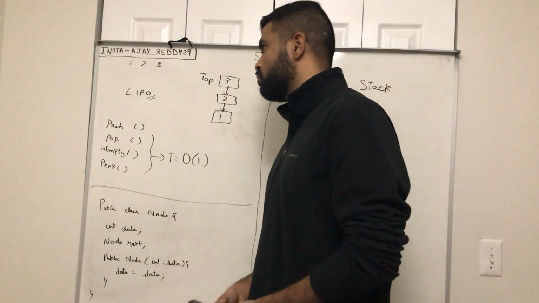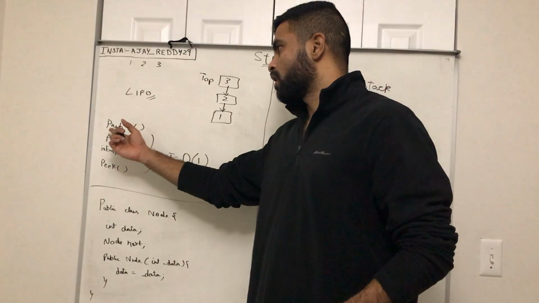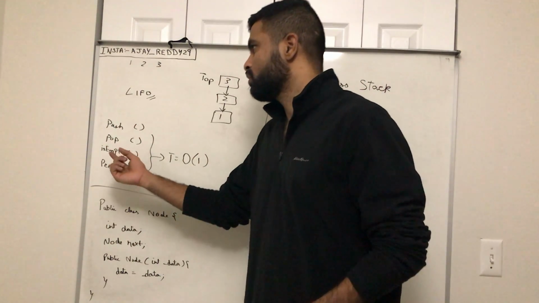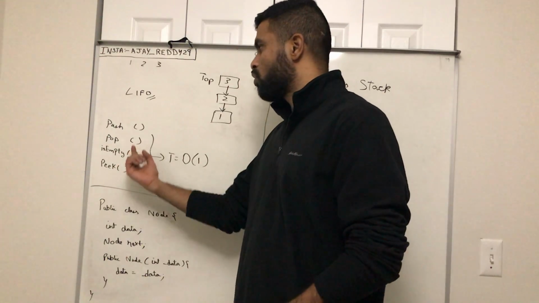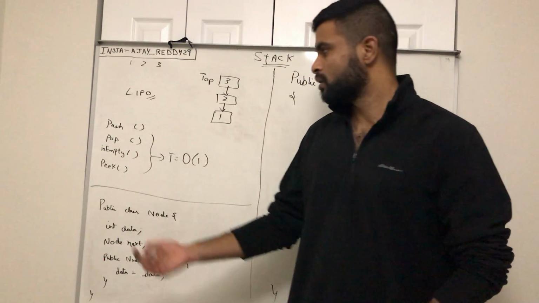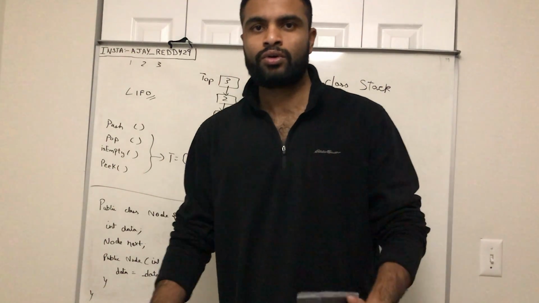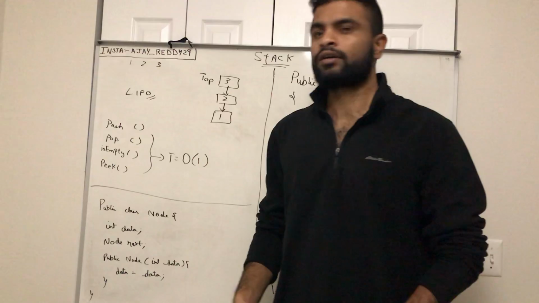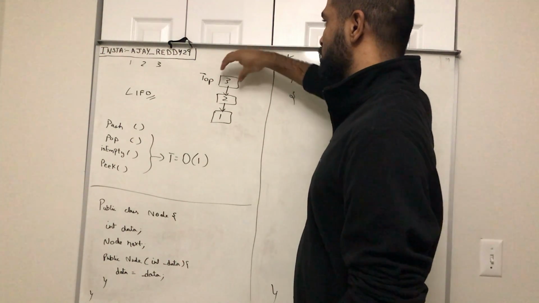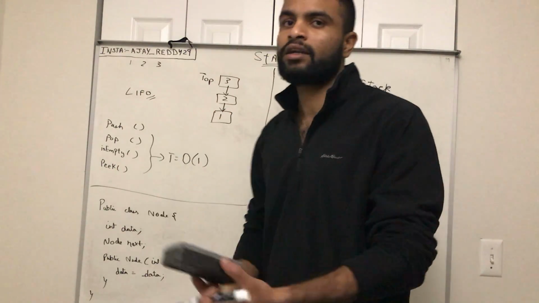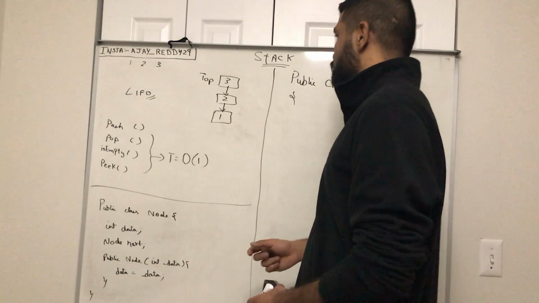So let's see how we can implement the stack data structure. I've written the basic functions here: push, pop, isEmpty and peek. Push is for inserting an item into the stack. Pop is for removing the item from the stack. IsEmpty is to check whether the stack is empty or not. Peek is to return the element which is at the top of the stack. And I'm also using a pointer called top, which will be representing the item which was added last to the stack.